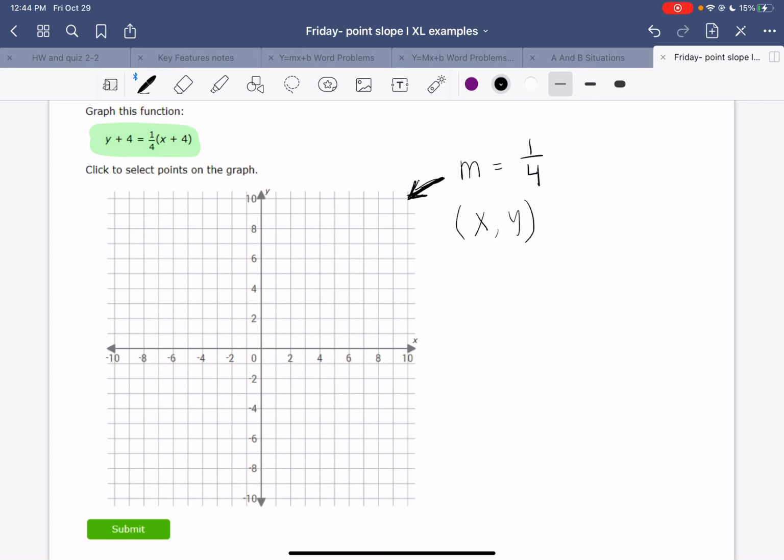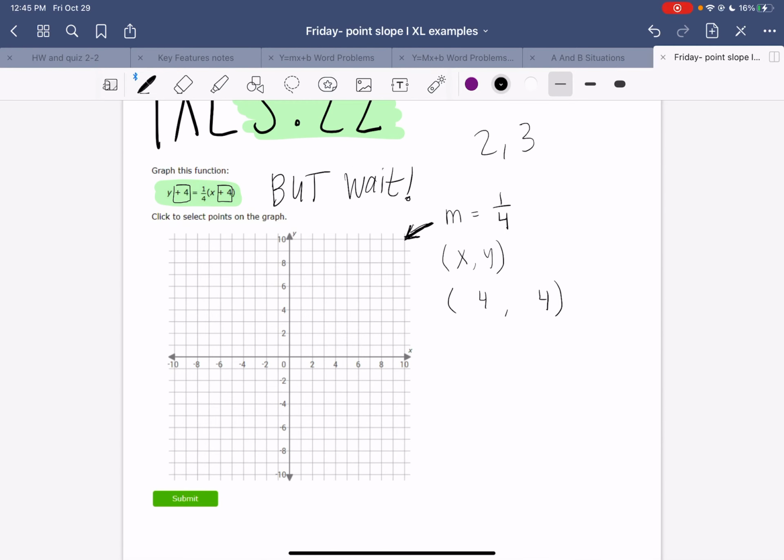So we know that these 4s are both representative of a part of a coordinate pair. So I have an x that is 4 and a y that is also 4 if I'm looking right at the equation. But wait. Okay, our original equation is y minus y1 equals m parentheses x minus x1.